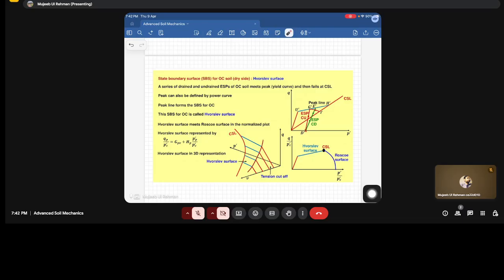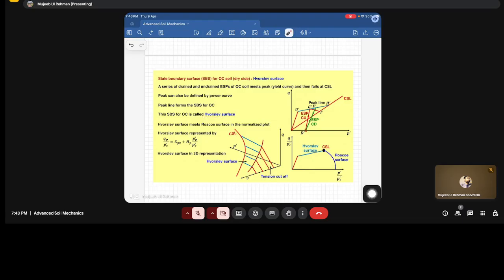It is well understood when you use the normalized plots of q/p' and p'/p'c. This is the Roscoe surface, this is the yield tension cutoff, and this is the Roscoe surface. The OC soil cannot pass this Roscoe surface, which corresponds to the peak state. The peak can be defined either by a power law, as we saw in the previous lectures, or by Mohr-Coulomb. The peak line forms the state boundary surface for the OC, called the Hvorslev surface.